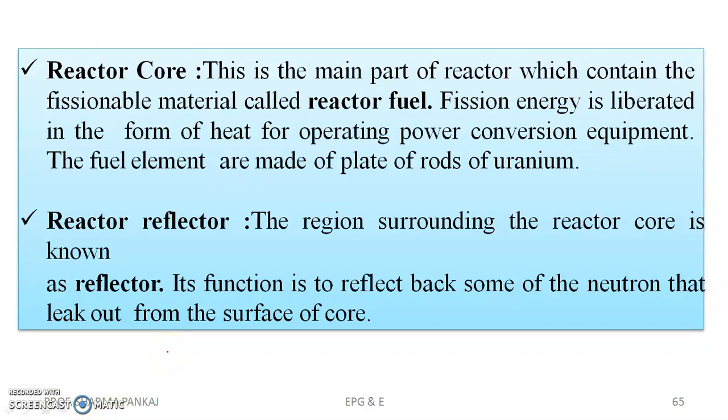Now, the reactor core. This is the main part of the reactor, which contains the fissionable material called reactor fuel. Fission energy is liberated in the form of heat for operating power conversion equipment. The fuel elements are made of plates or rods of uranium. Reactor reflector: the region surrounding the reactor core is known as the reflector. Its function is to reflect back some of the neutrons that leak out from the surface of the core.